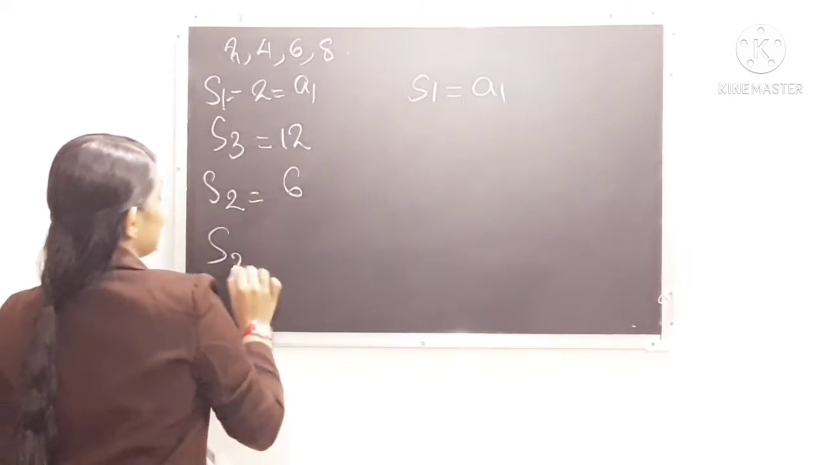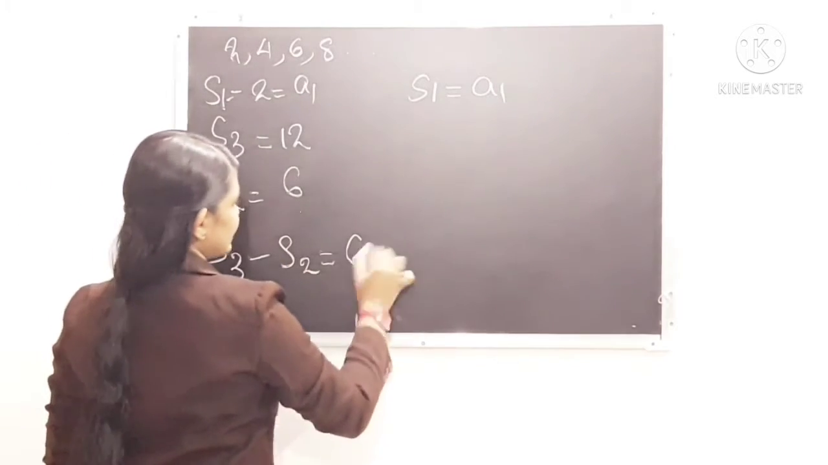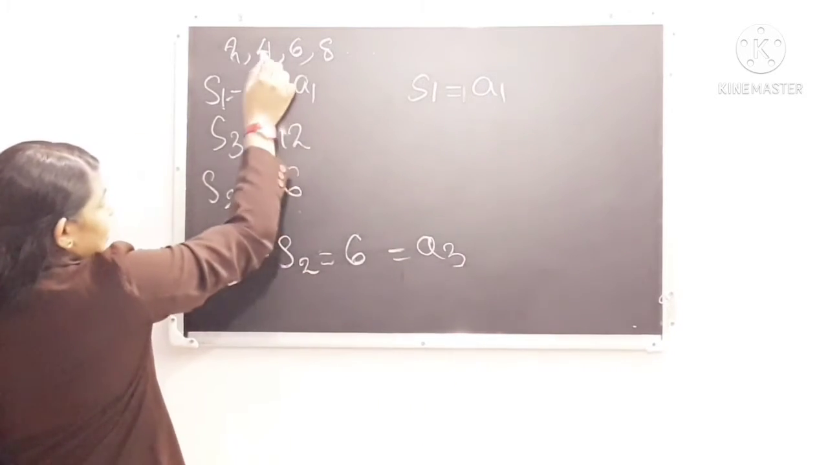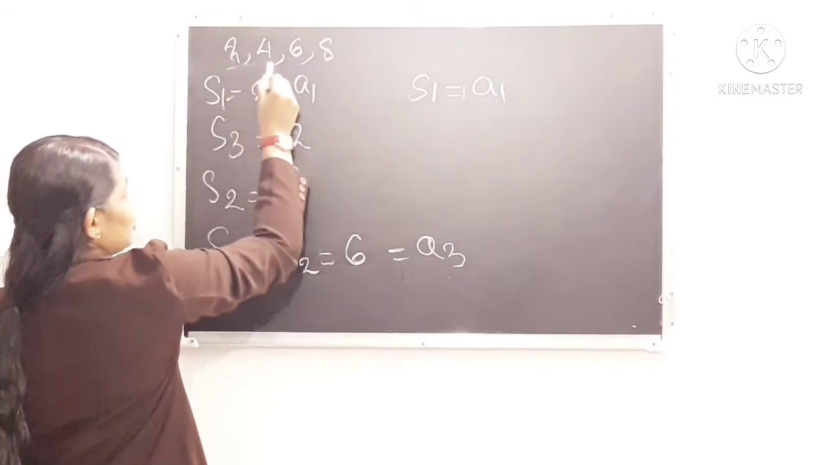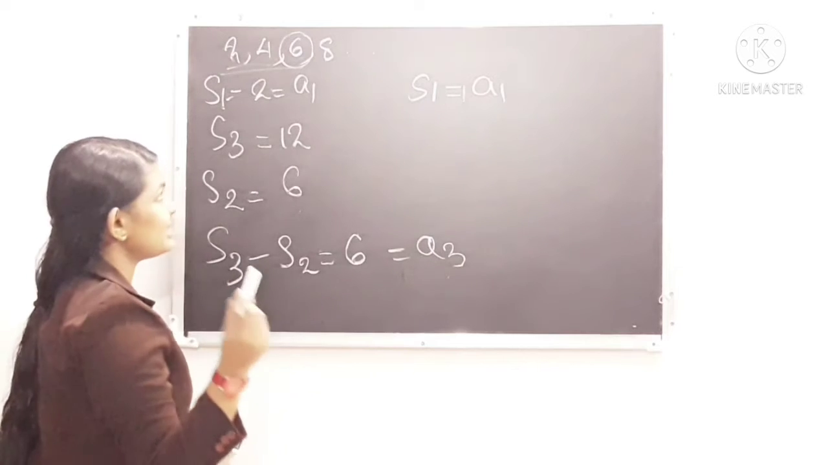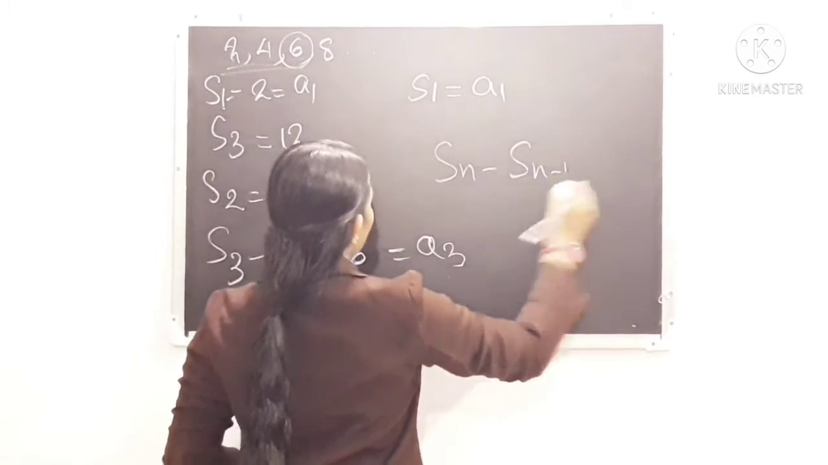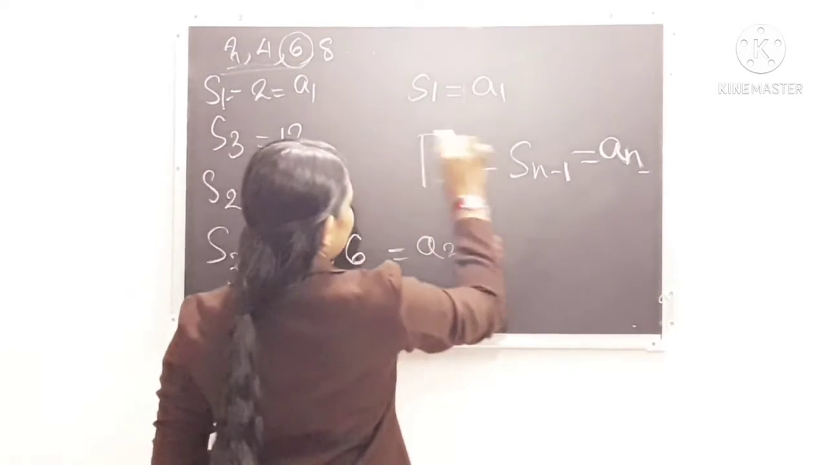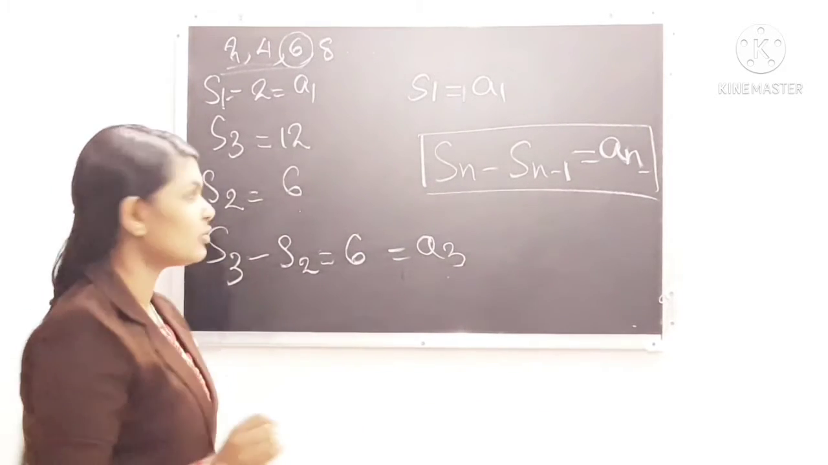What is S3 minus S2? S3 minus S2 will be equal to 12 minus 6, which is equal to 6, and it is equal to the third term. Which means S3 minus S2 is equal to the third term. That means if we subtract the sum of the first two terms from the sum of the three terms, we will get the third term. So in a general way, we can write it as Sn minus Sn-1 will be equal to an. You have to remember this expression: Sn minus Sn-1 will be equal to an.